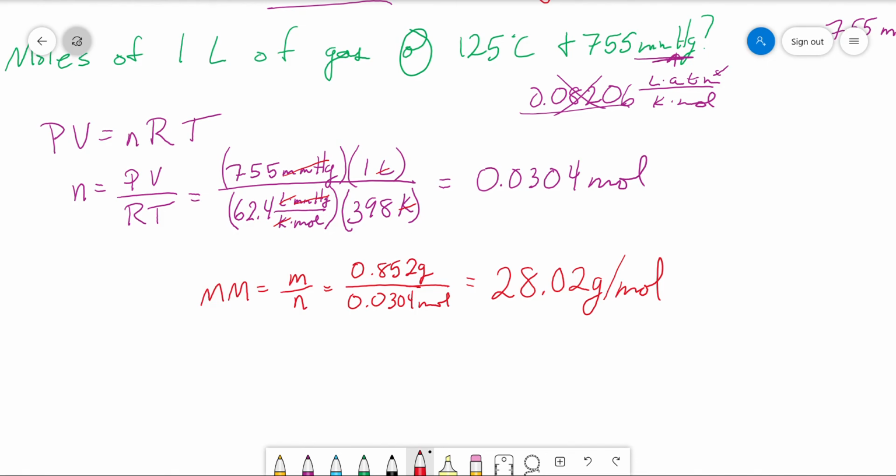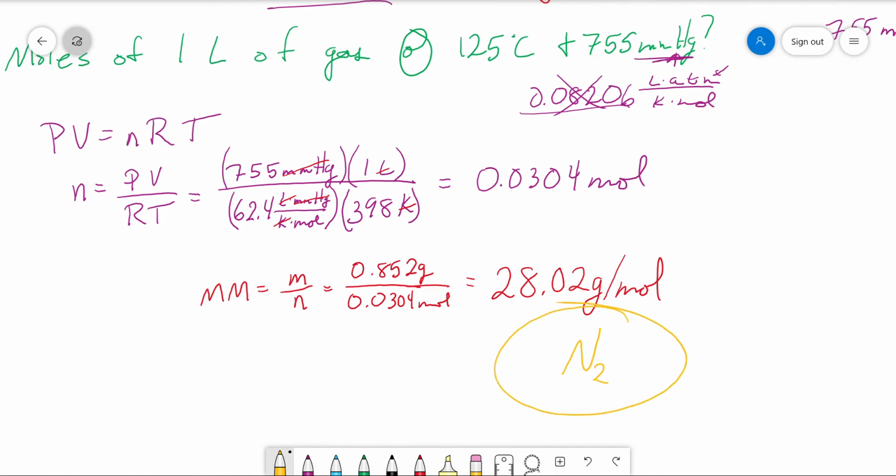Now we consult the periodic table and we'll find that silicon has a molar mass of 28.0 grams per mole. Is this silicon gas? It's not silicon gas, okay? There's another element that has a molar mass of 28.0 grams per mole. Anybody know what it is?